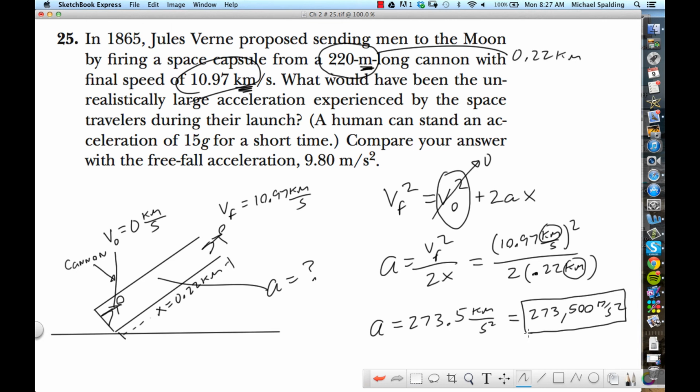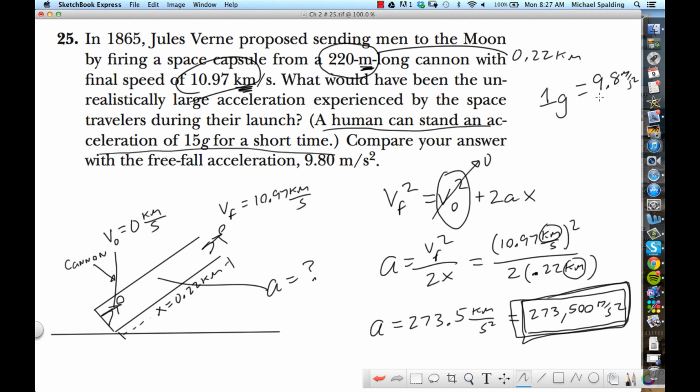Okay, now see this part here? It says a human can stand an acceleration of 15 g. What is 15 g? Well, what is 1 g? 1 g is what? 9.8 meters per second squared. So how many g's would this be? This number down here, 273,500 meters per second squared. That's a lot of g's.